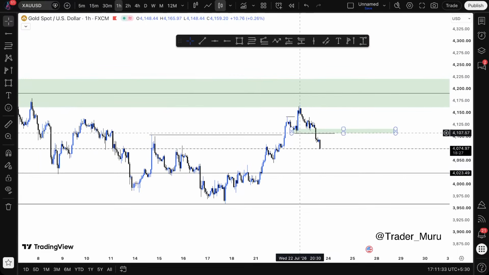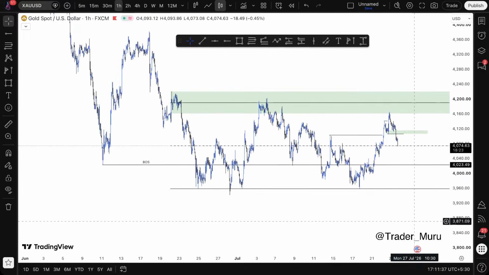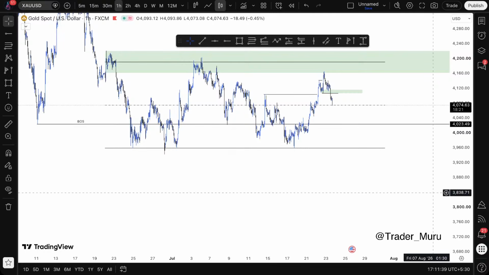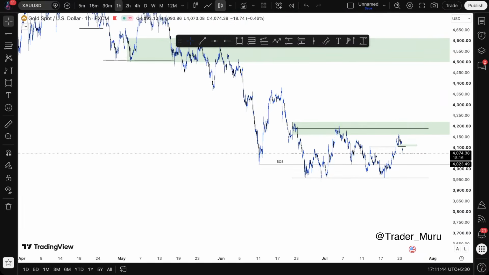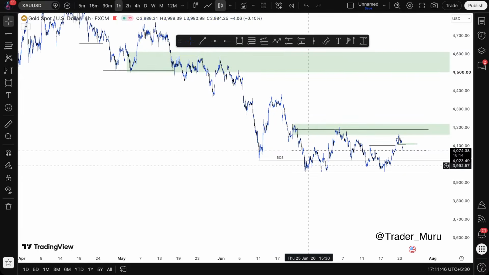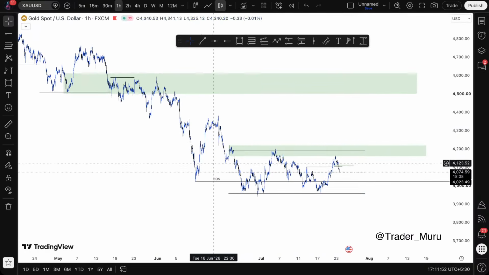If today we have a closing below this one, then remember our target will be back open. This 3885 target will be back open. And this time price will go beyond it, because, in simple language, this is a bear flag.